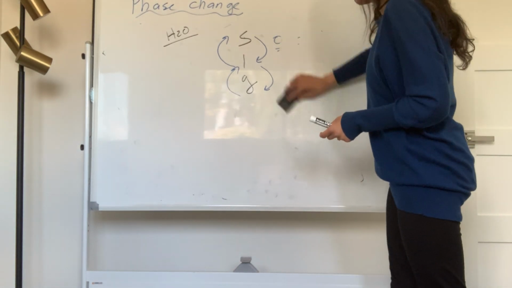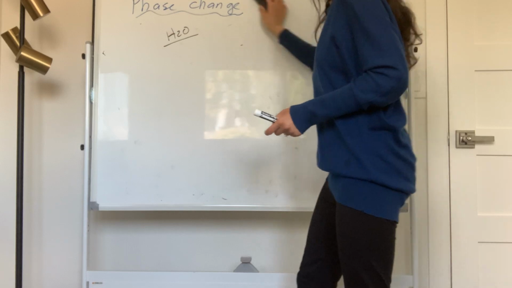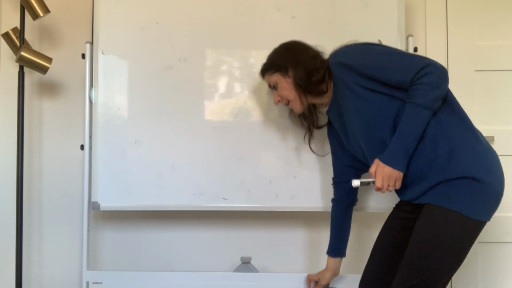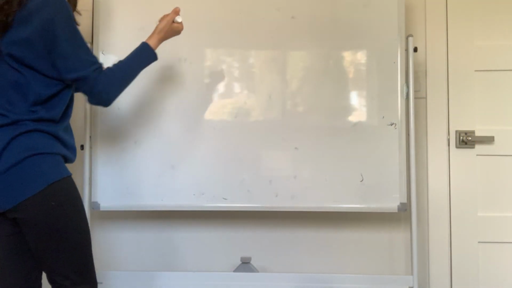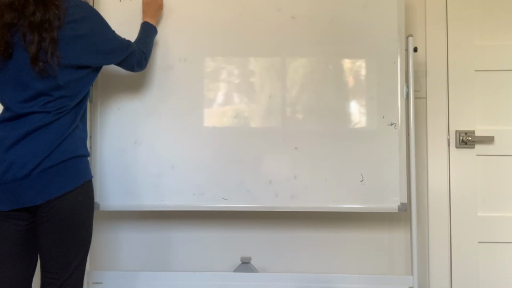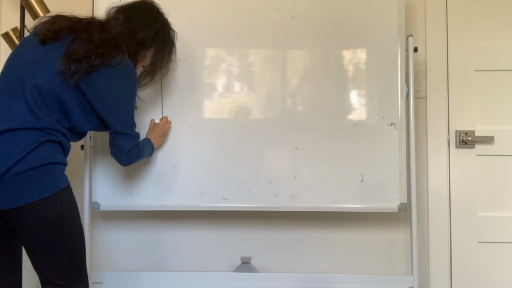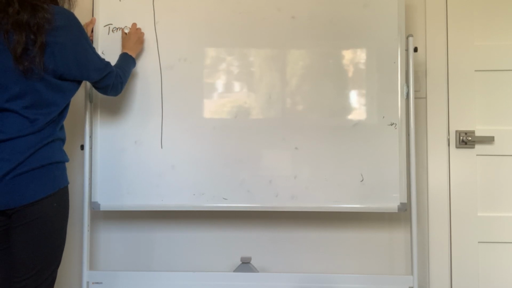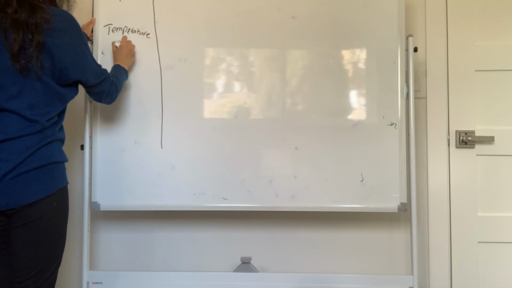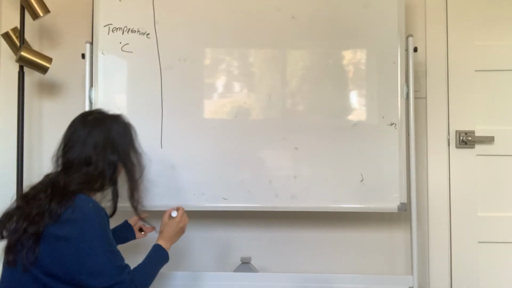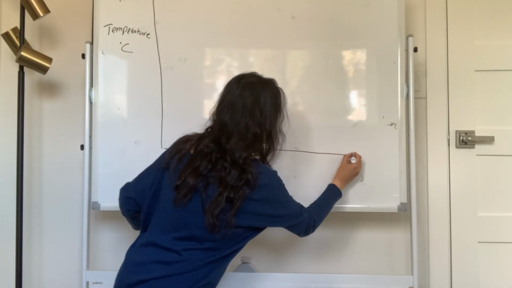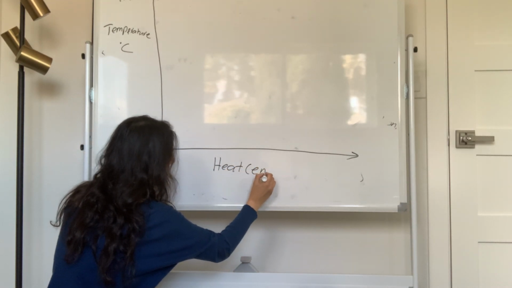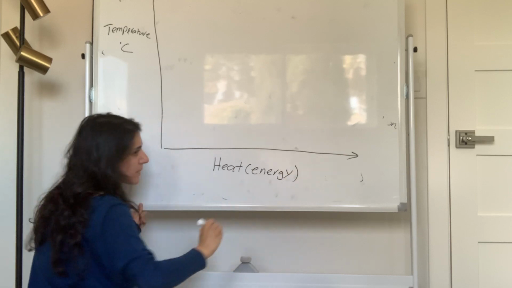Now, I'm gonna put up a really big chart on my whiteboard. If you don't have room, definitely go to a new page where you have at least half a page. And I'm going to put a chart up for water, okay? Right here, this is going to be my temperature. I can say in degrees Celsius, why not? And then over here, this is going to be my heat. And remember, heat is a form of energy, okay?